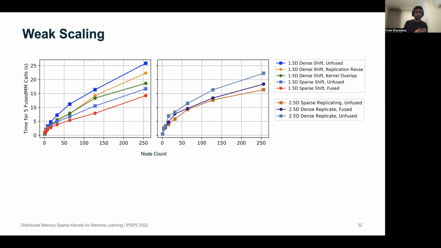Because of the fact that we have this rapidly decaying fraction of non-zeros in the sparse matrix, the sparse matrix very quickly becomes lighter and easier to move than the dense matrices. So as predicted, our 1.5D sparse shifting algorithms win out. That's that red curve you see at the bottom of the figure. Likewise, our 2.5D sparse replicating algorithms win out among 2.5D algorithms.